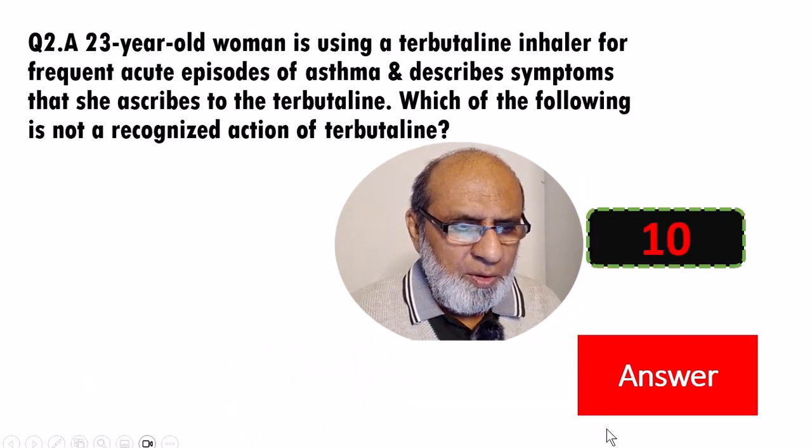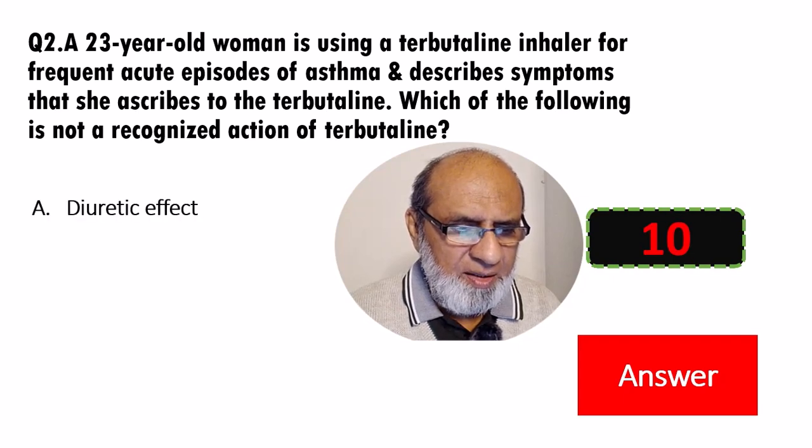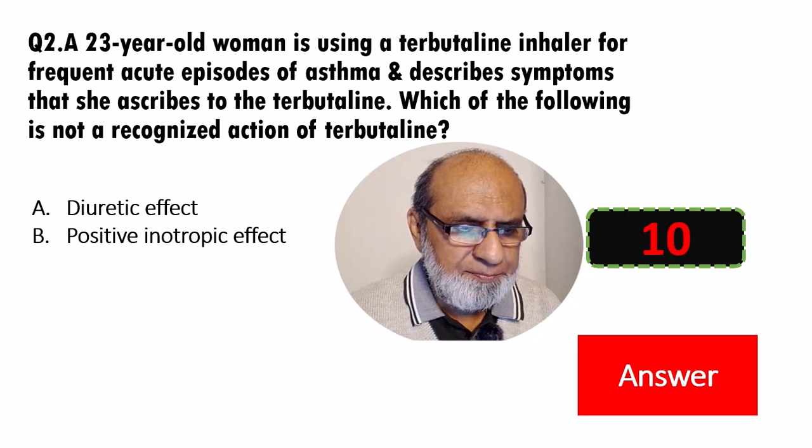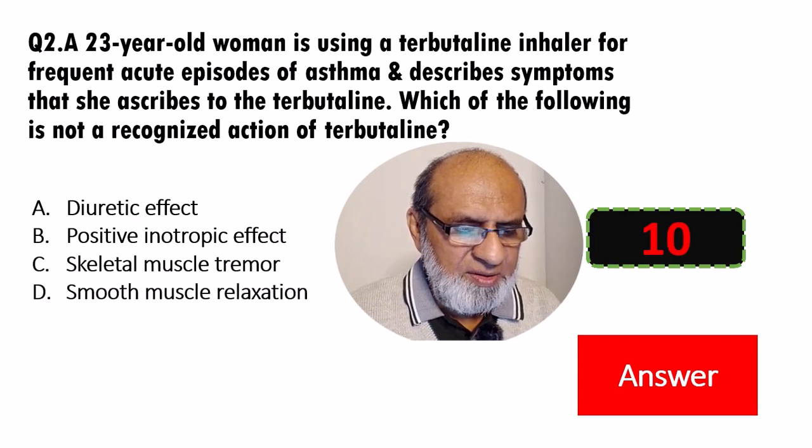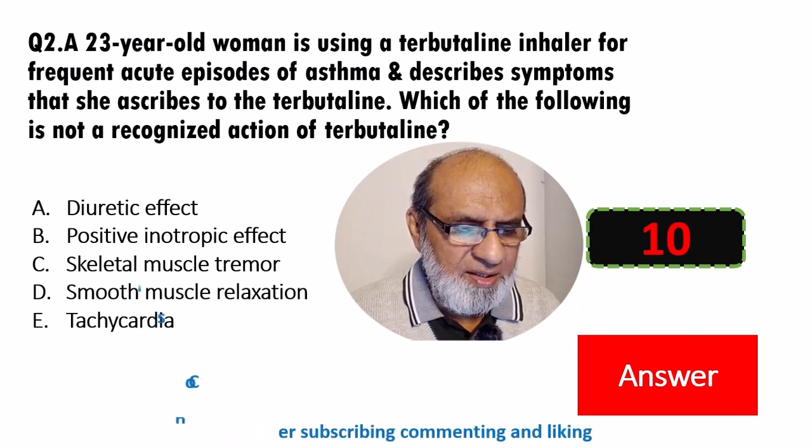Question 2. A 23-year-old woman is using a terbutaline inhaler for frequent acute episodes of asthma and describes symptoms that she ascribes to the terbutaline. Which of the following is not a recognized action of terbutaline? A. Diuretic effect. B. Positive inotropic effect. C. Skeletal muscle tremor. D. Smooth muscle relaxation. E. Tachycardia.